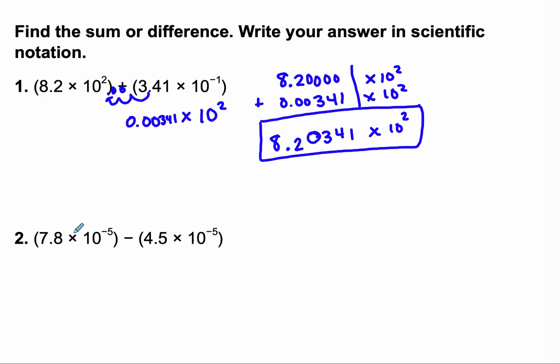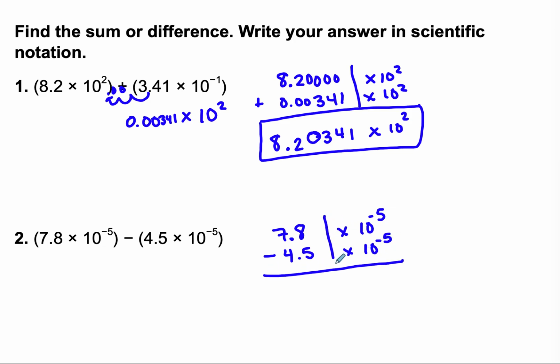7 8/10 times 10 to the negative fifth minus 4 5/10 times 10 to the negative fifth. Lucky us, our exponents already are the same, so we don't have to adjust anything before we start our problem. 7 and 8/10 times 10 to the negative fifth. This one's subtraction. 4 and 5/10 times 10 to the negative fifth. All right. Our exponents here are the same. It's going to stay the same. 10 to the negative fifth.